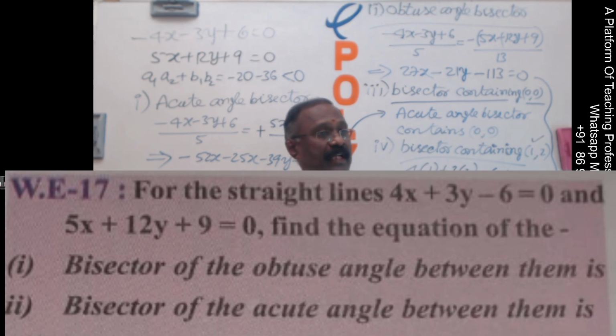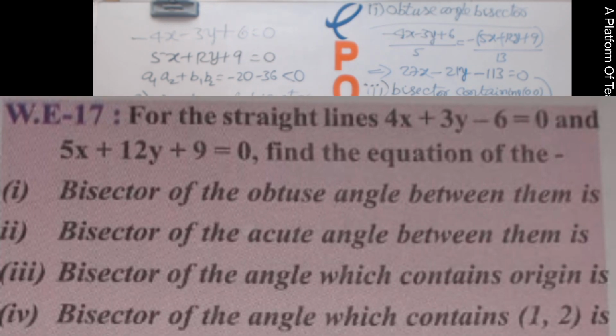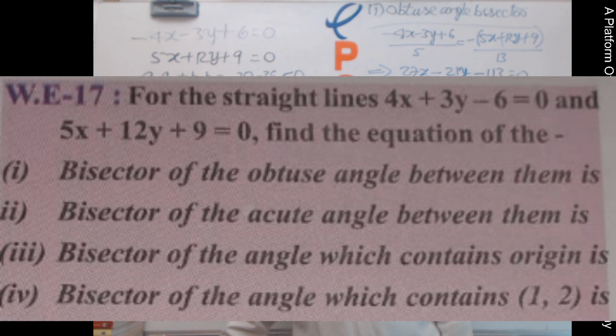Let us see the question again. This is for the straight lines 4x plus 3y minus 6 equal to 0 and 5x plus 12y plus 9 equal to 0. Find the equation of the bisector of the obtuse angle between them, the bisector of the acute angle between them, the bisector of the angle which contains the origin, and the bisector of the angle which contains 1, 2.